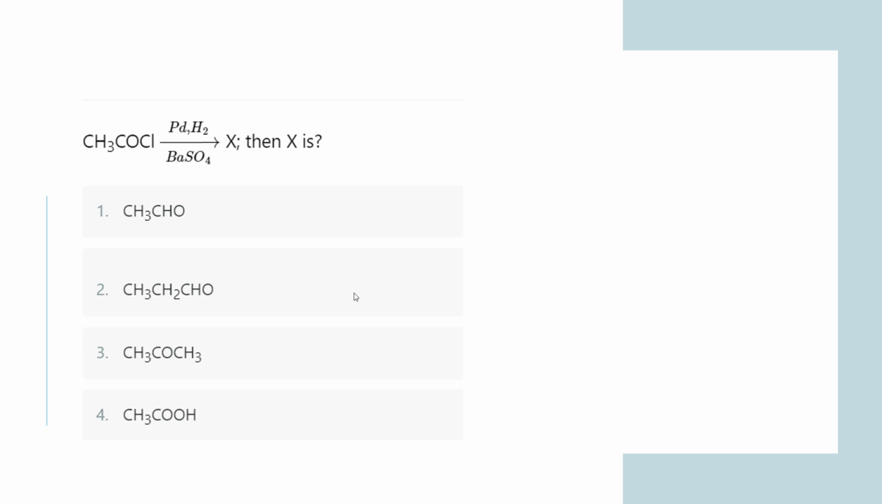You are given an acid chloride here, and if we treat the acid chloride in presence of palladium and hydrogen, which is supported on barium sulfate, which product will you get? Is it an aldehyde, which is acetaldehyde, or will you get propanol, or will you get this acetone, or will you get this ethanoic acid? Which of these four options will be correct here?